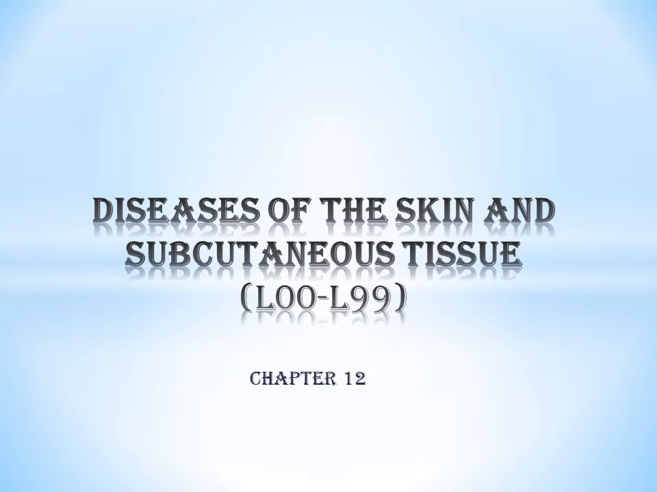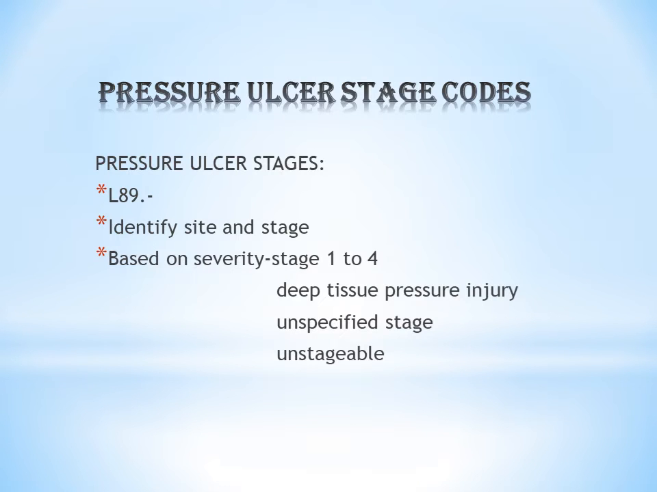Gauda's medical coding classes. So today I'm discussing chapter 12, diseases of the skin and subcutaneous tissue. This chapter has a code range of the L series, that is L00 to L99. This chapter has guidelines mainly for two conditions. First one is pressure ulcer stage and second one is non-pressure ulcer. Okay, pressure ulcer as well as non-pressure ulcer.